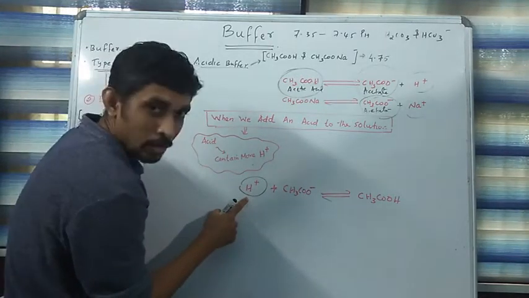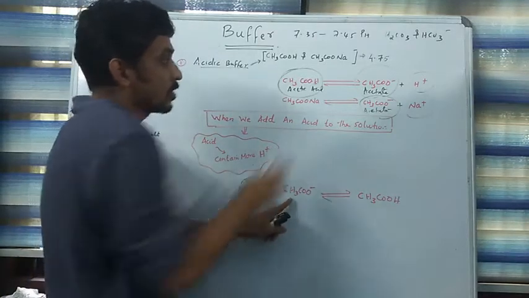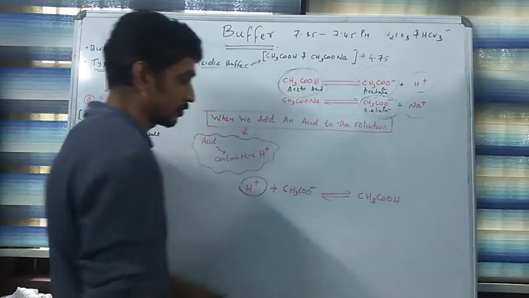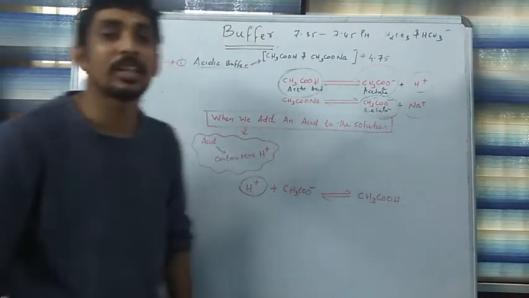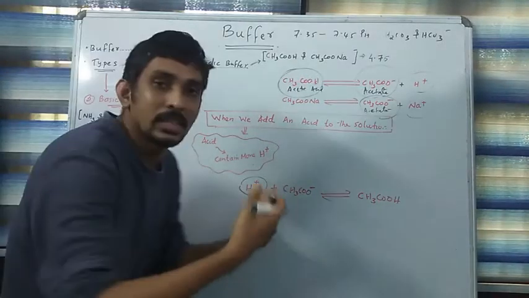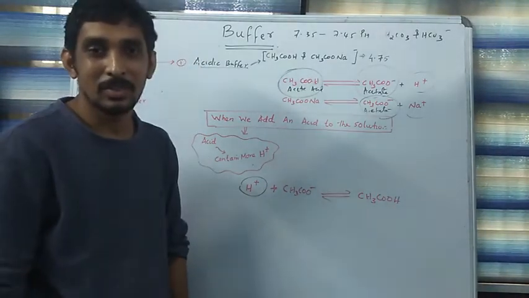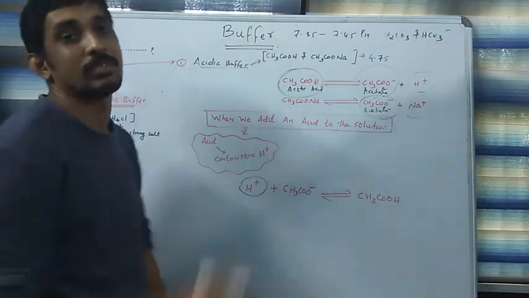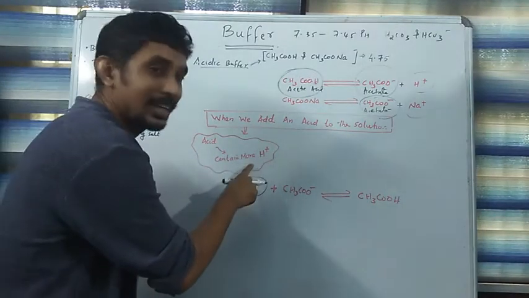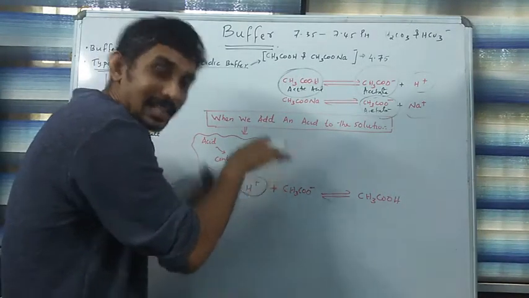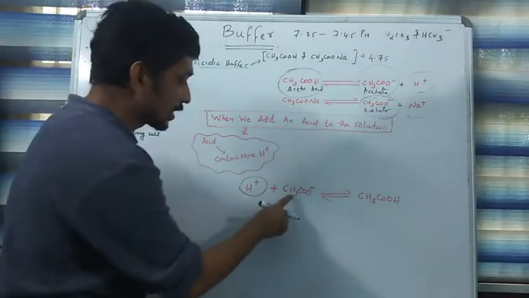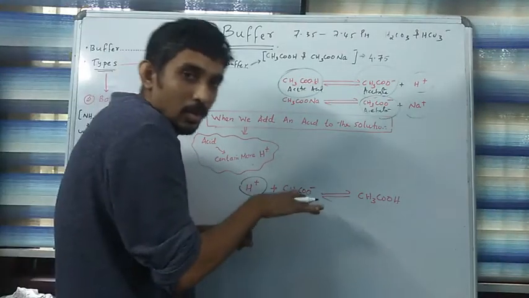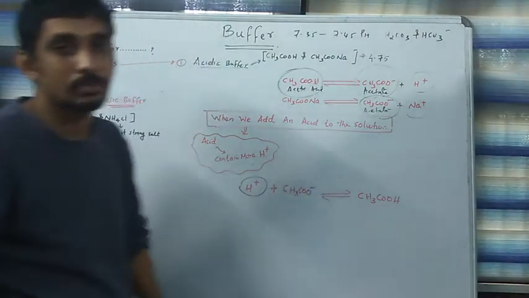So that H+ ion reacts with the CH3COO minus ions of the buffer present in the solution and is converted into CH3COOH. So the acidic activity gets neglected. So the pH of the solution remains constant as before. Even though we are adding an acid, that acid nature gets destroyed by the activity of CH3COO minus. So this is the example for buffering action.